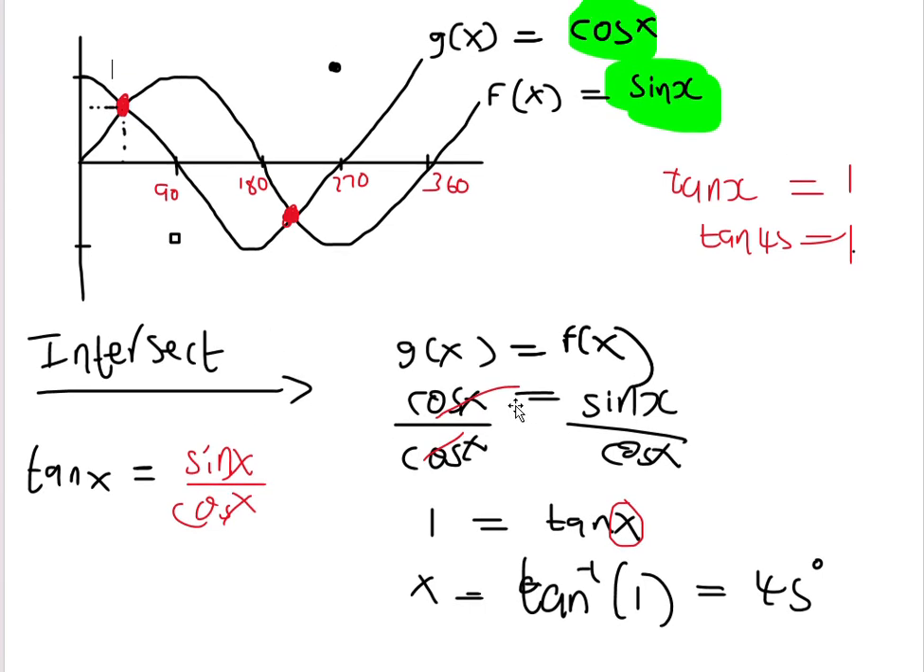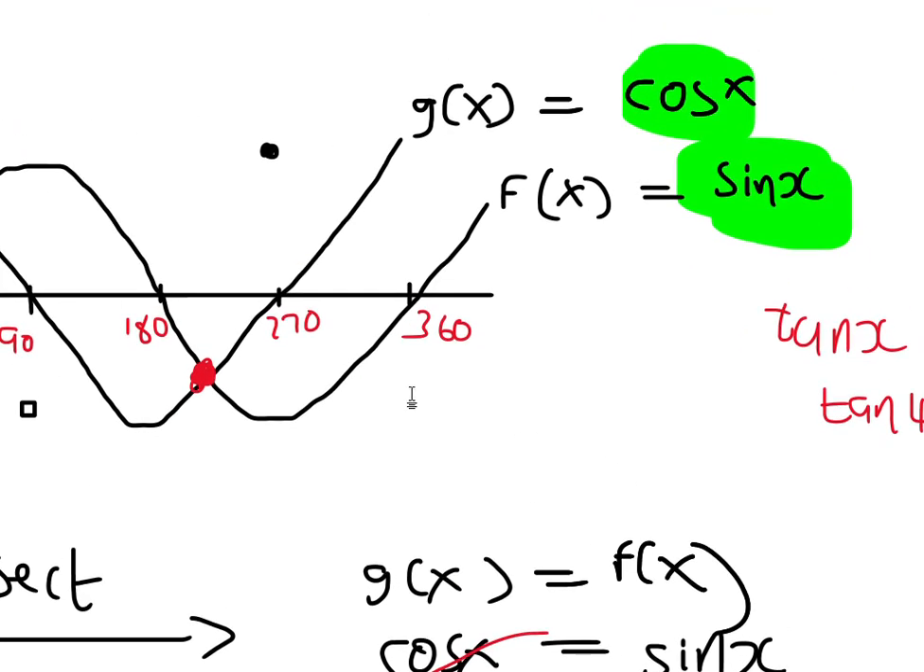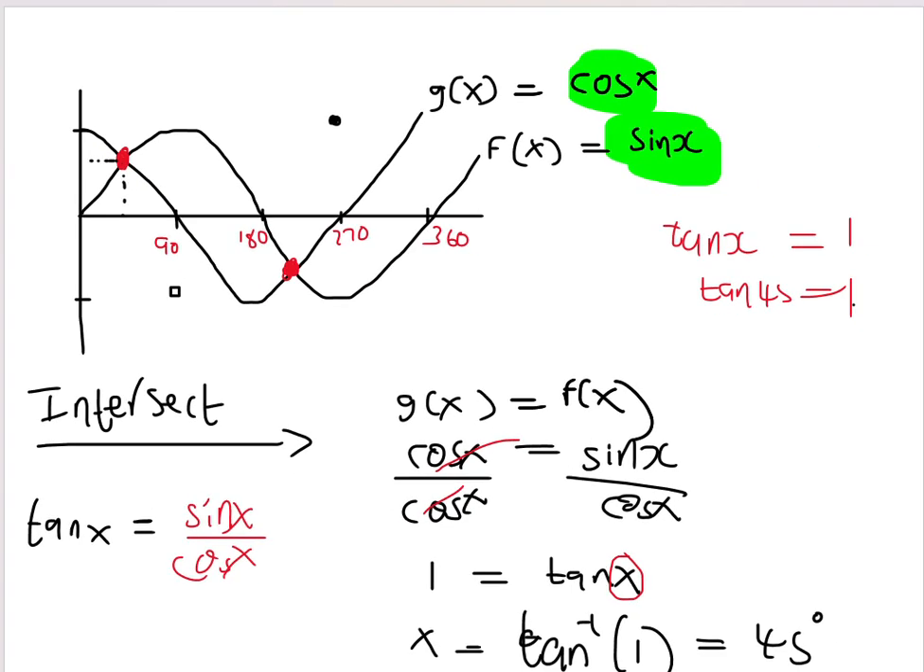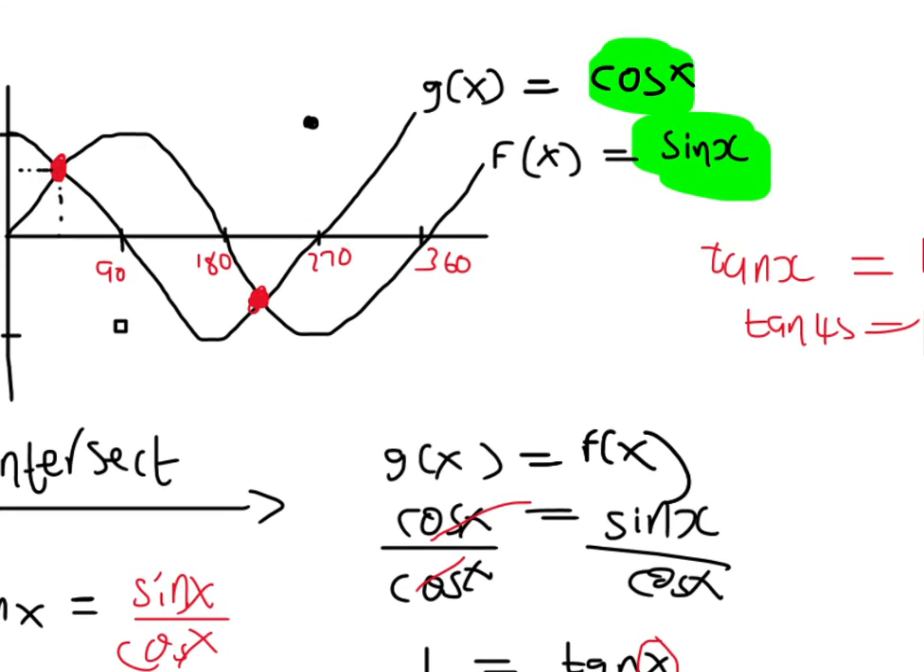So this value will be here. Let's zoom in on this graph. So that point is going to be here at 45, right? If you can see, 45 is halfway between 0 and 90. So the first value of x where they intersect is at 45.